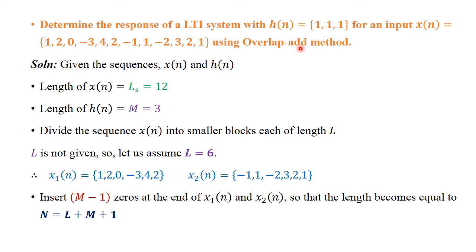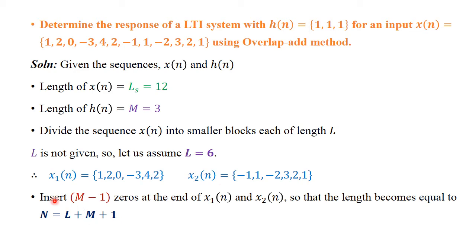In such cases we can make an assumption. So L is not given in the question. Therefore, let us assume L, capital L, is equal to 6. Now, a total of 12 values are there. I am going to assume the length of each smaller sequence is equal to 6. So I am going to get 2 sequences out of this long sequence. One is x1 of n, the starting continuous 6 values. Then x2 of n, the continuation till the end.